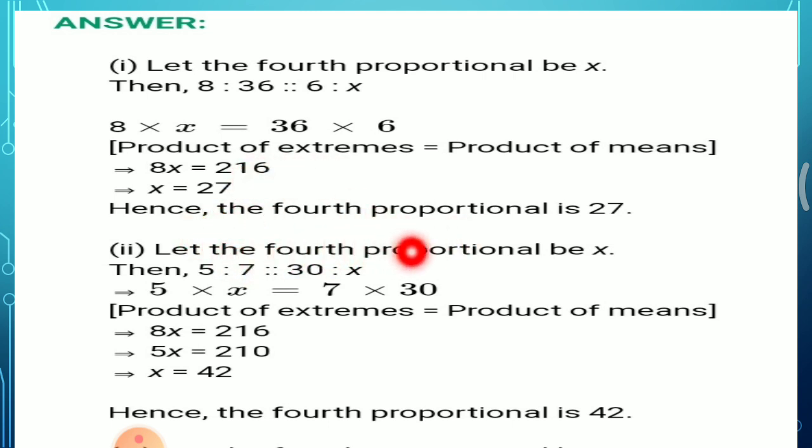Next, let the fourth proportion be x. 5 ratio 7 is proportion to 30 ratio x. So 5 multiplied by x is equal to 7 multiplied by 30. x is equal to 7 multiplied by 30 divided by 5. 5 sixes are 30 and 7 sixes are 42. x will be 42.